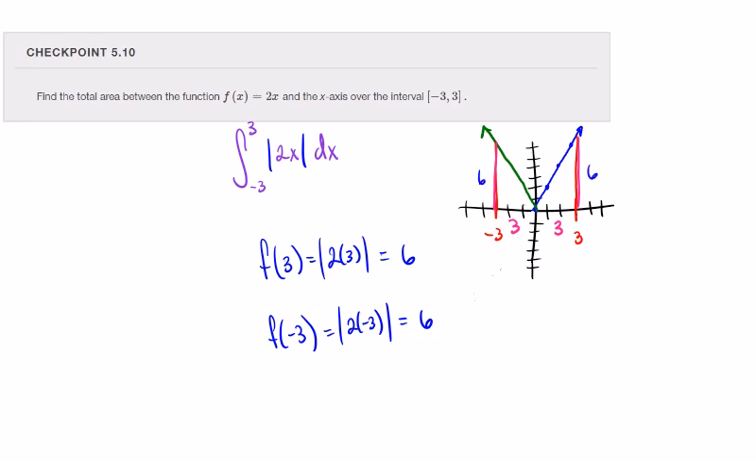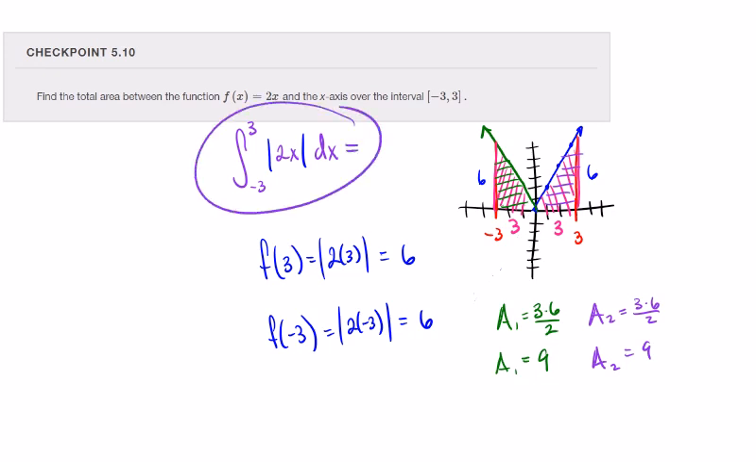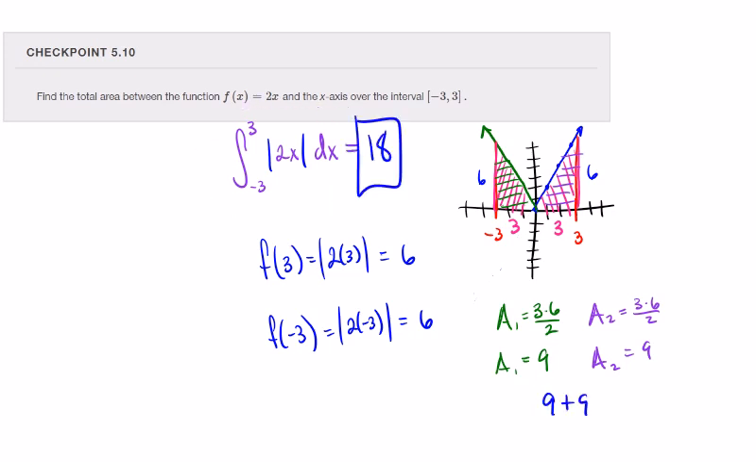Okay, so now go ahead and find the area of each of these triangles, right? And they're the same because they have the same dimensions, base 3, height 6. So go ahead and find the area of each one individually. All right, so if you got that both triangles are 9, 6 times 3 divided by 2. Good job. And so now what is the total area? Or in other words, what is the value of this integral? All right, so if you got 18, well done.